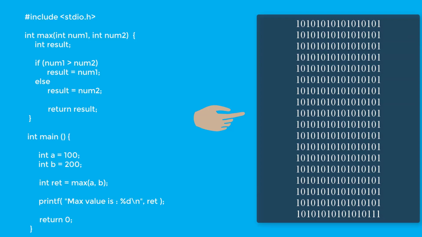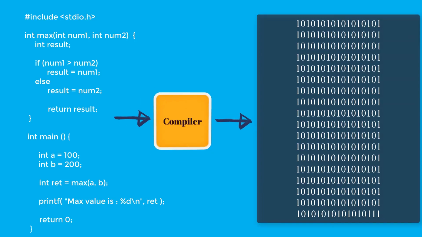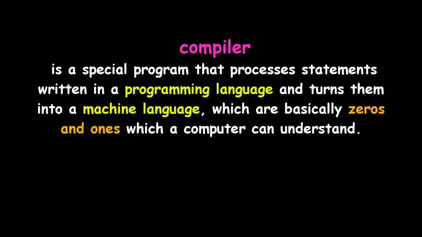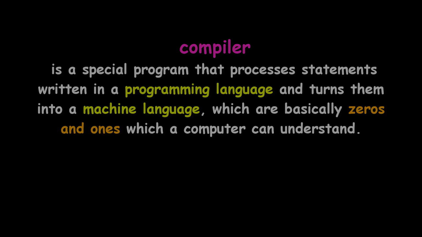So here we need a translator which can convert a program into machine code. And this translator is called a compiler. A compiler is a special program that processes statements written in a programming language and turns them into machine language, which is basically zeros and ones which a computer can understand.